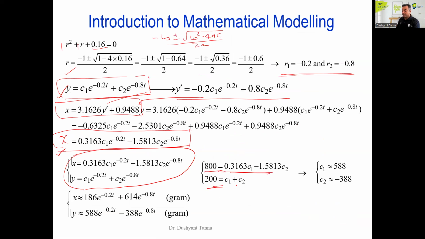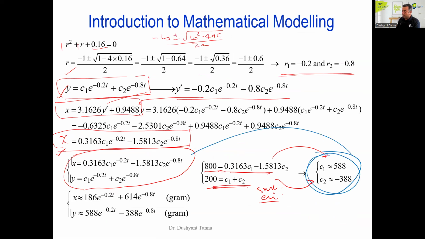You got two simultaneous linear equations. Either you go for substitution or elimination or any other method, just solve it. You'll get your C1 and C2, right? Once you get your C1 and C2, use them in here, and that's your X and Y.